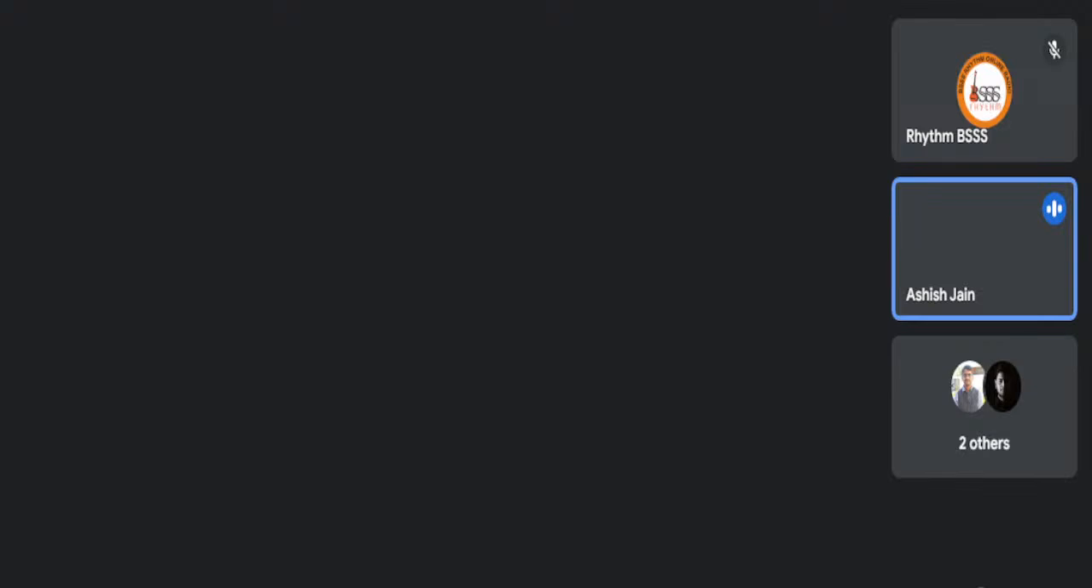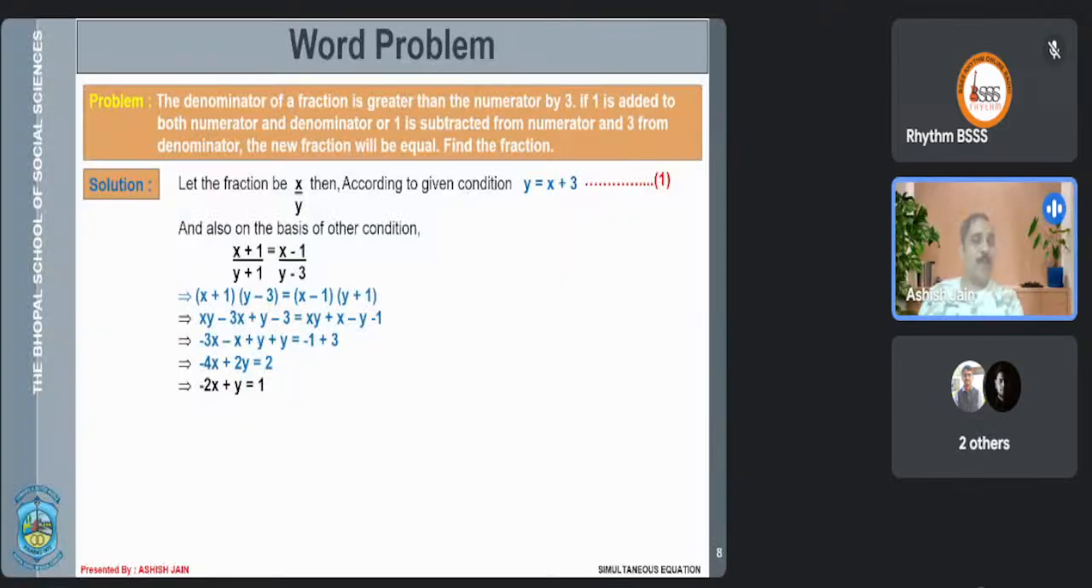That means x into y plus x minus of 1. You take x and y on one side, so it becomes minus of 3x. You take this plus x to this side, it becomes minus of x, plus of y, minus of 1 plus of 3. This is plus xy, and here also plus xy. If you take this xy to this side, it becomes minus xy and gets cancelled. So while solving, you are left with minus of 2x plus y is equal to 1. This is equation number 2.